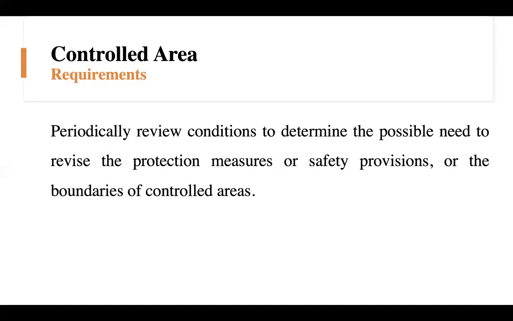You have to revise the working condition there and record the exposure dose for the worker to determine the possible need to revise the protection measures or safety provisions, or the boundary of the controlled area. Why the boundary of the controlled area? Maybe if the activities inside increased the exposure, because you have to measure the exposure outside of the controlled area. If you notice the exposure outside the controlled area is higher than it should be, it should be included in the controlled area, so maybe at that time you need to extend the controlled area to include a wider region.